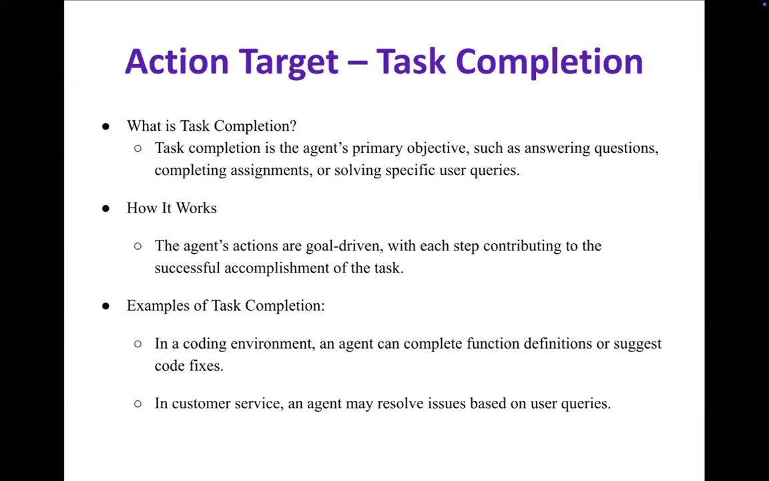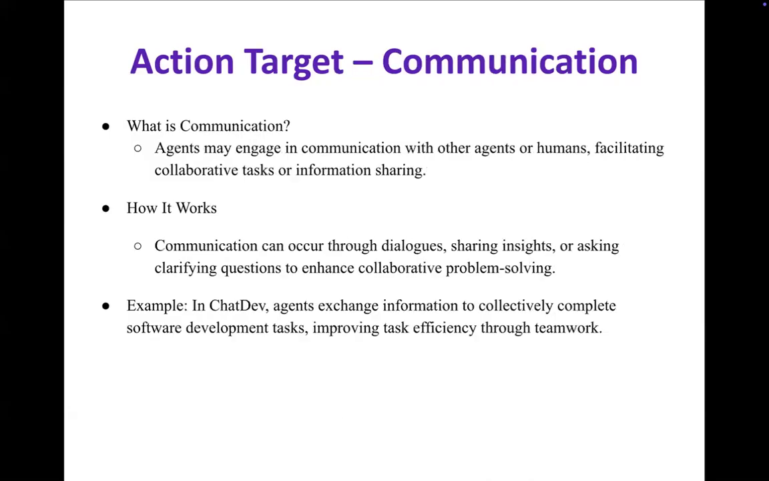An action targets task completion. Task completion is the agent's primary objective, which is to complete the task it's been given, whether this is answering a question, completing assignments, or solving specific user questions. The agent's actions are goal driven, and each step has to contribute to the successful accomplishment of a task. So, some examples of task completion include an agent that's a software dev. It might need to complete a function or suggest code fixes. In a customer service environment, an agent may resolve issues based on user queries.